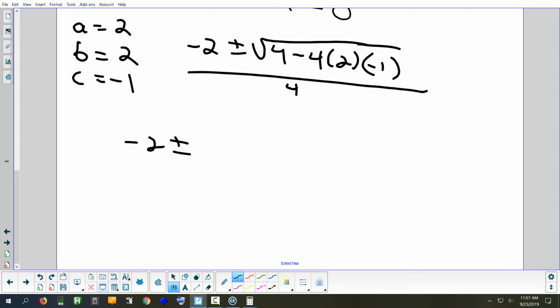And simplify whatever you can. You're going to have a -4 and a -1. What's it going to do to the negatives? Cancels them out. What's under the square root? 12.